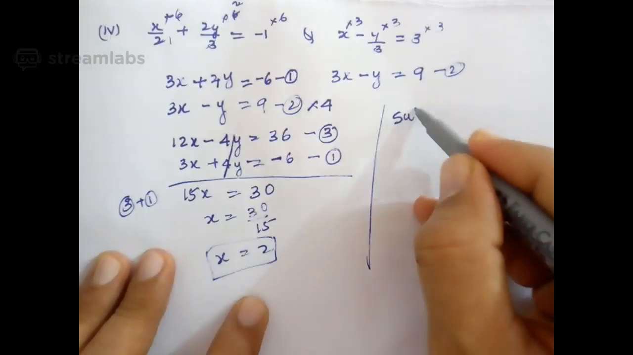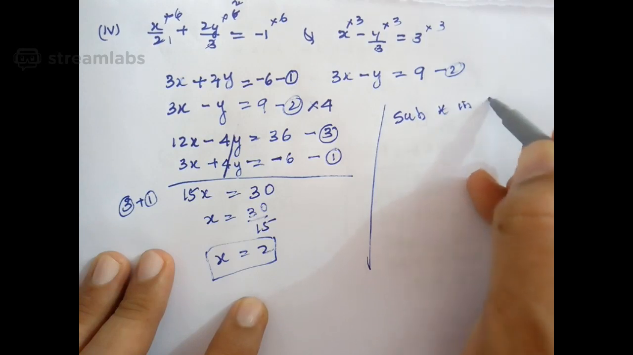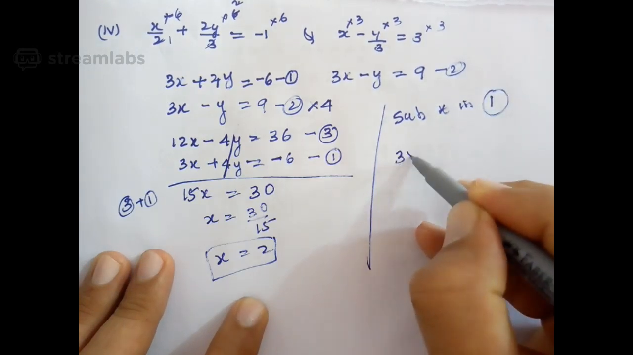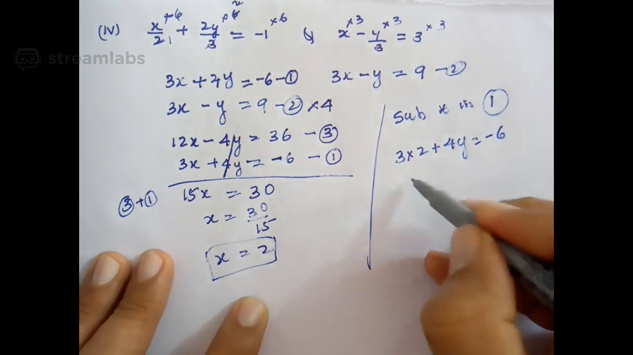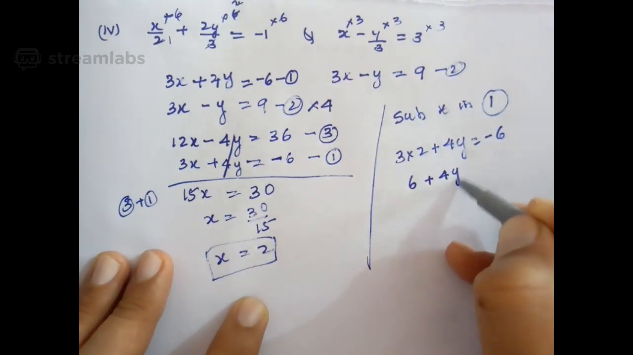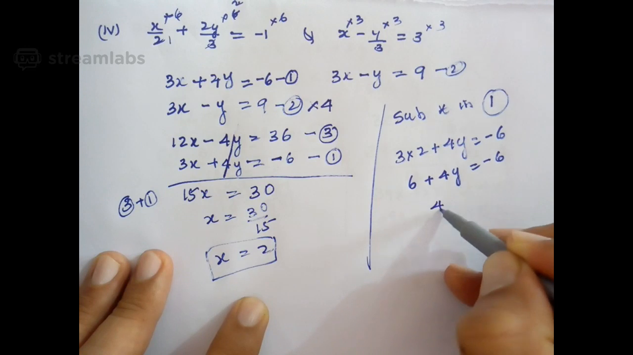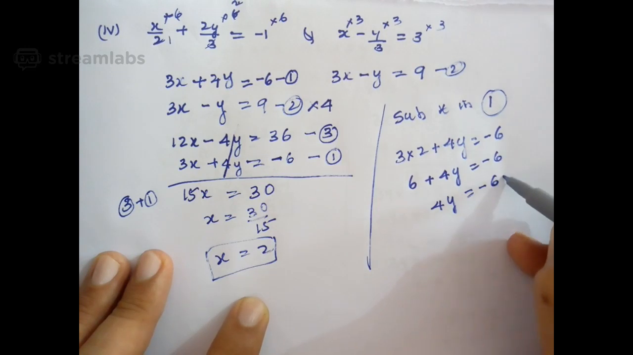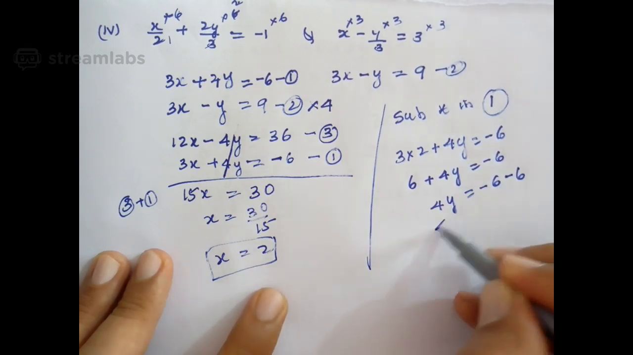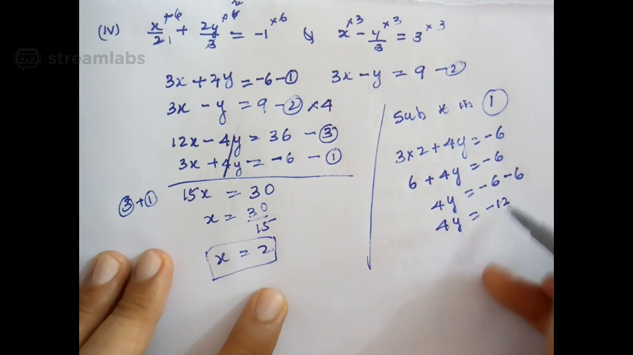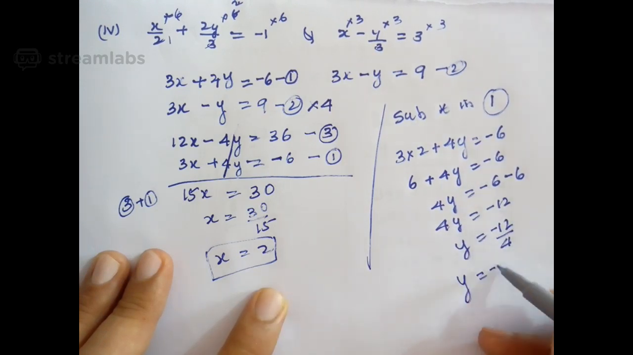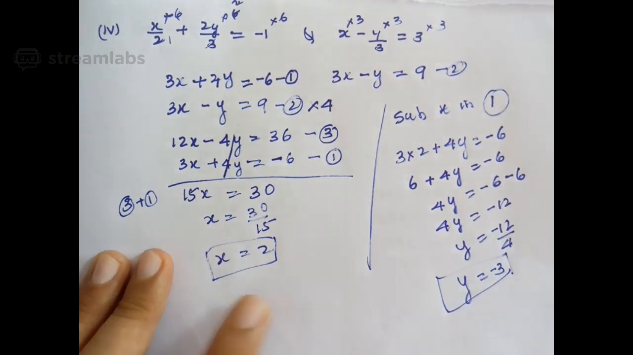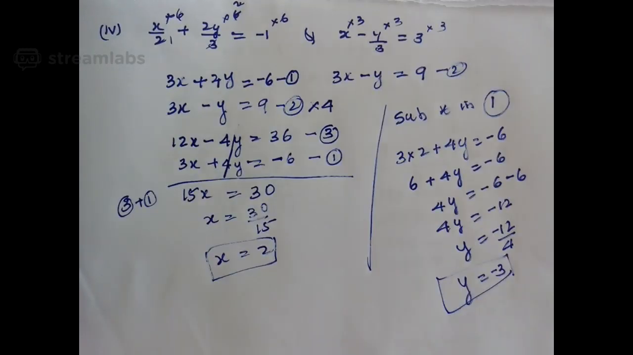Now substitute x in 1, that is 3 into 2 plus 4y is minus 6. 6 plus 4y is minus 6. 4y is minus 6 minus 6, isn't it? So 4y is minus 12. y is minus 12 by 4. y is minus 3. This is the value of x and y. Take down.